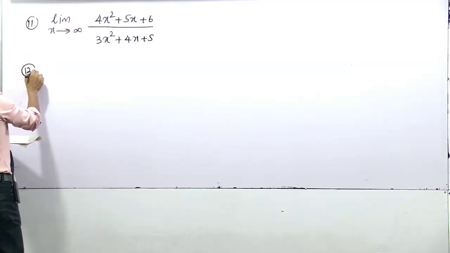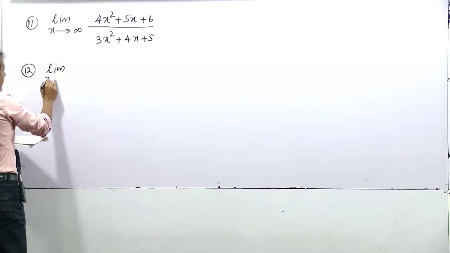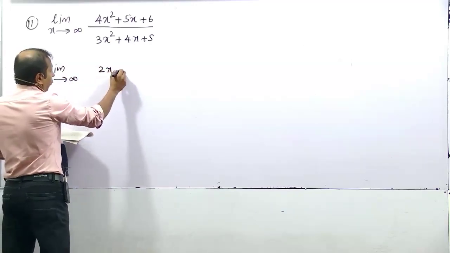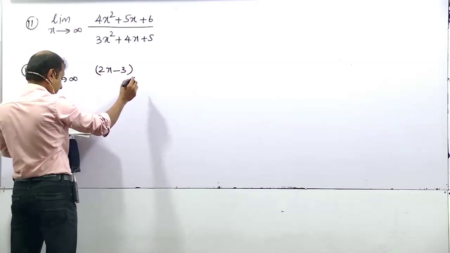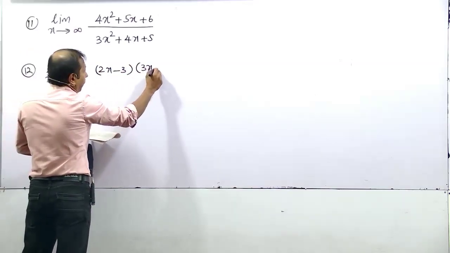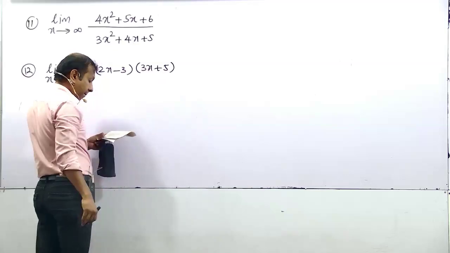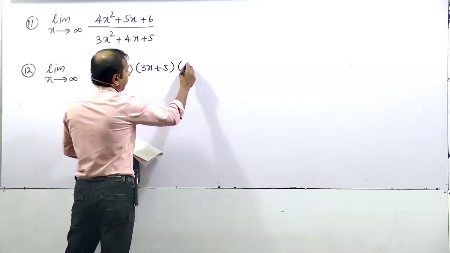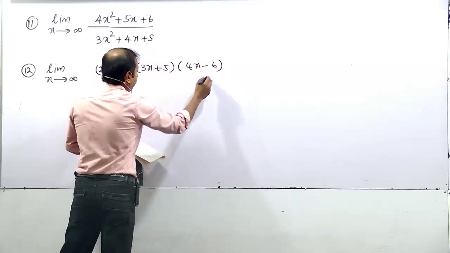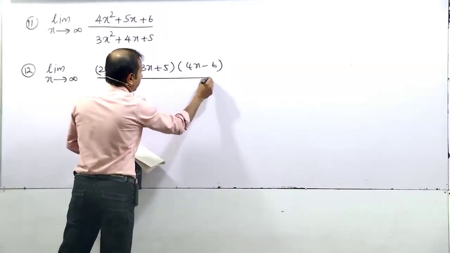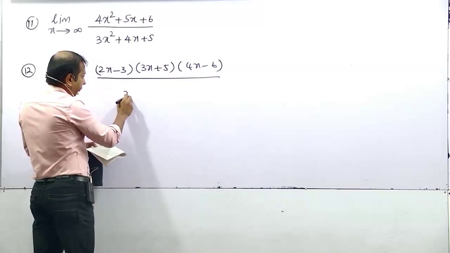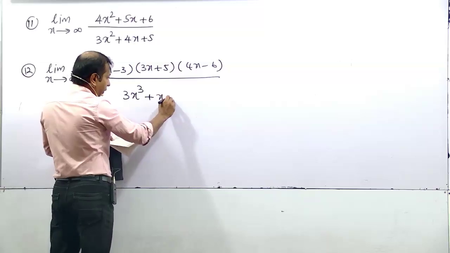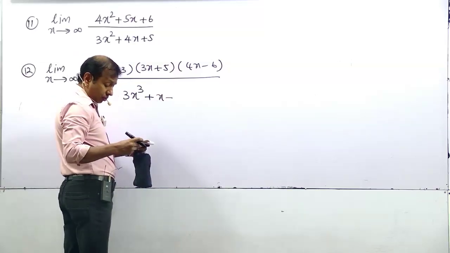Number 12. Our limit x going to infinity, 2x minus 3, 3x plus 5, 4x minus 6, over 3x cubed plus x minus 1.